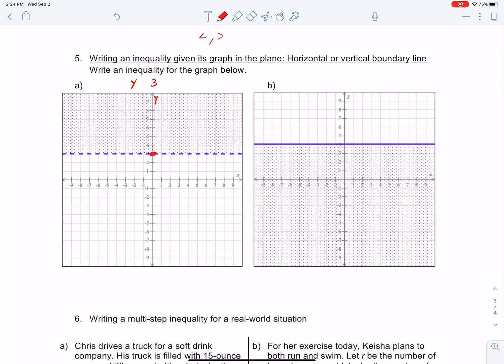I see that it's shaded above the line. So if you go back and refer to your notes, if it's above the line, then it's greater than. Meaning if I picked any number that represented y, it would be greater than 3. So if I picked 4, 4 is greater than 3. If I chose 8, 8 is greater than 3, meaning that makes everything true. Try the one on the right-hand side.